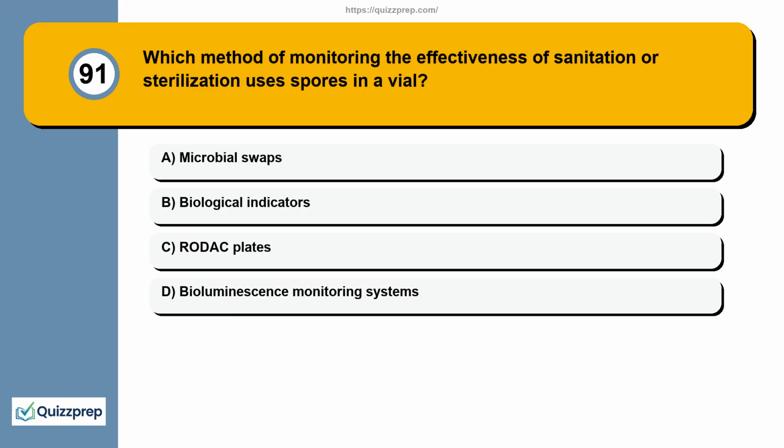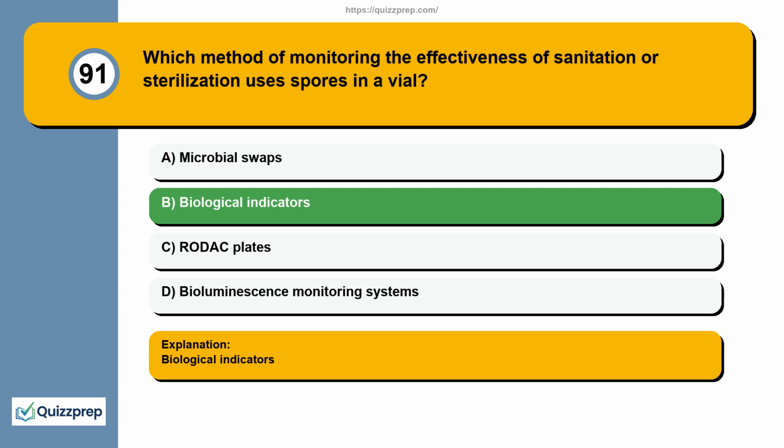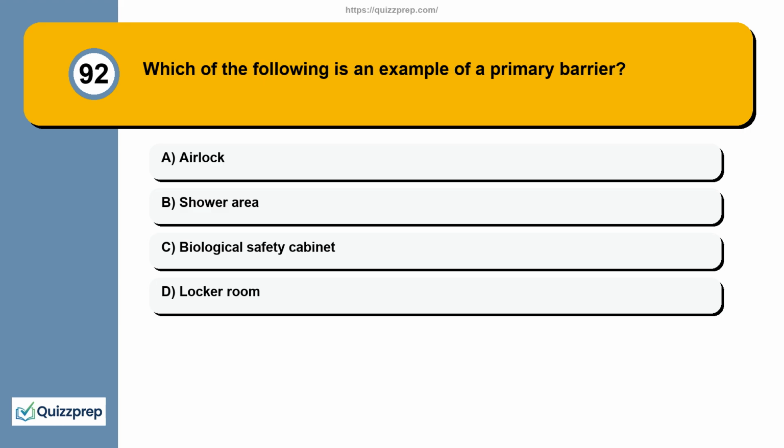Question 91. Which method of monitoring the effectiveness of sanitation or sterilization uses spores in a vial? Option A, microbial swabs. Option B, biological indicators. Option C, Rodac plates. Option D, bioluminescence monitoring systems. The correct answer is option B, biological indicators.